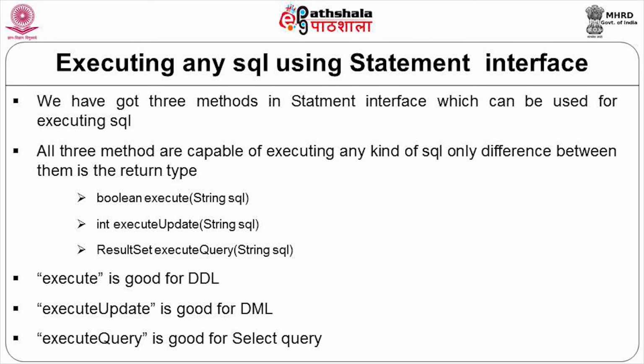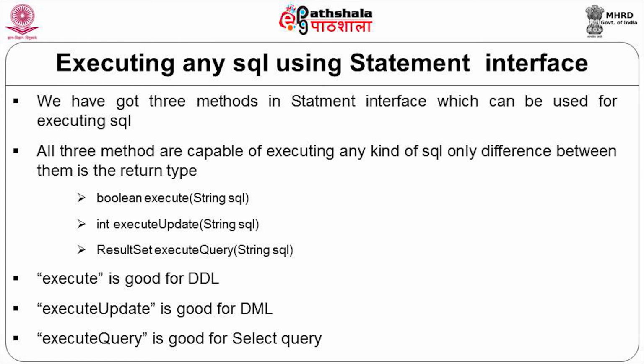Another one is the execute update method, which is also capable of taking any kind of SQL. It would execute any SQL you have, but it normally returns an integer which represents the number of rows affected by the SQL. And then we have the third method called execute query, capable of executing any kind of SQL, but it in turn returns a result set object.